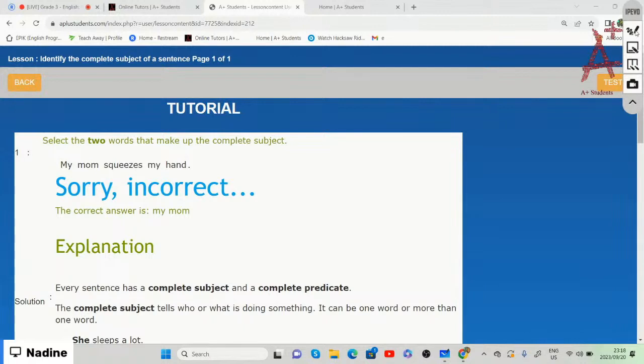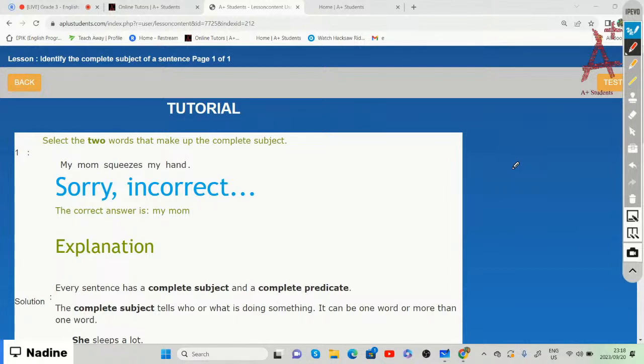So if we select the subject within that sentence, remember that if we are talking about a subject, then you need to constantly ask yourself who is doing something or what is doing something. So in this case, my mom is doing something. So my mom is the subject, because my mom is doing something. And the question is, what is my mom doing? Squeezes my hand.